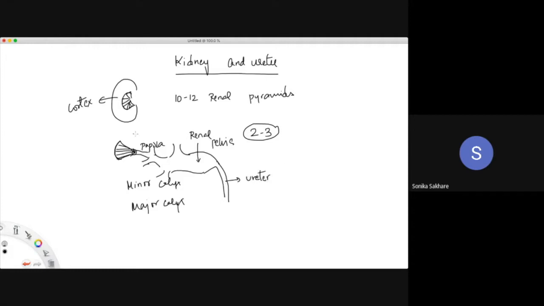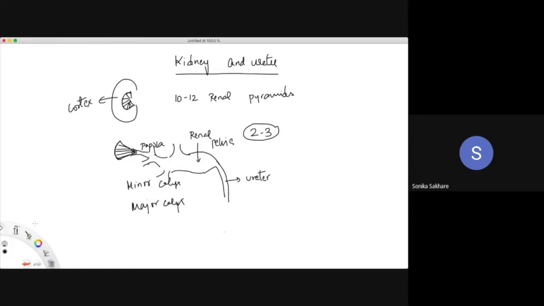Right. So as the blood gets filtered, the urine is formed. It flows through the papilla into the minor calyx, major calyx, renal pelvis, and ureter, and further on to the bladder. Okay. So this is the initial anatomy part of the kidney. We all know this much.